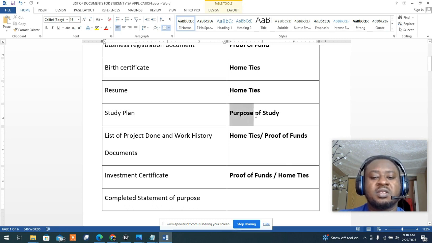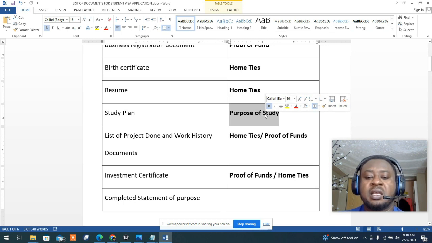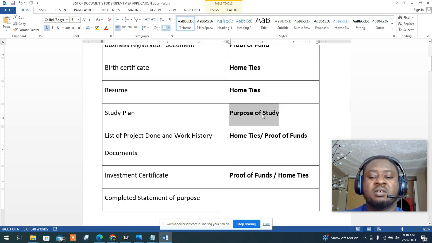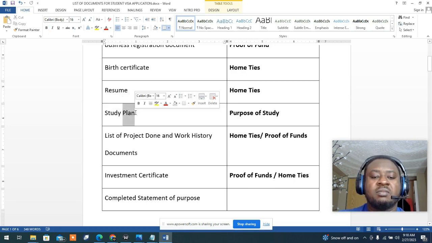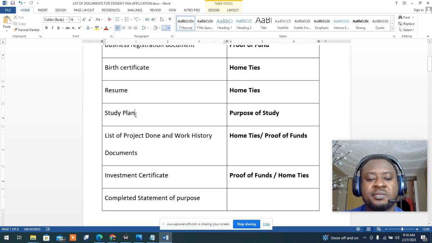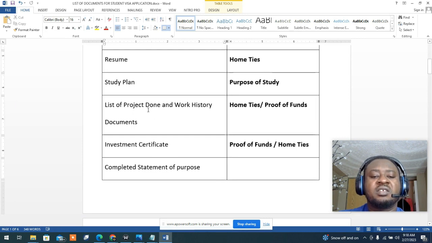Maybe you are going to study nursing or computer engineering, or you want to do a master's in MBA, or you want to do a course. So you write a study plan to talk about how this course can affect and influence your career path. You see, then we have a list of project and work history documents.